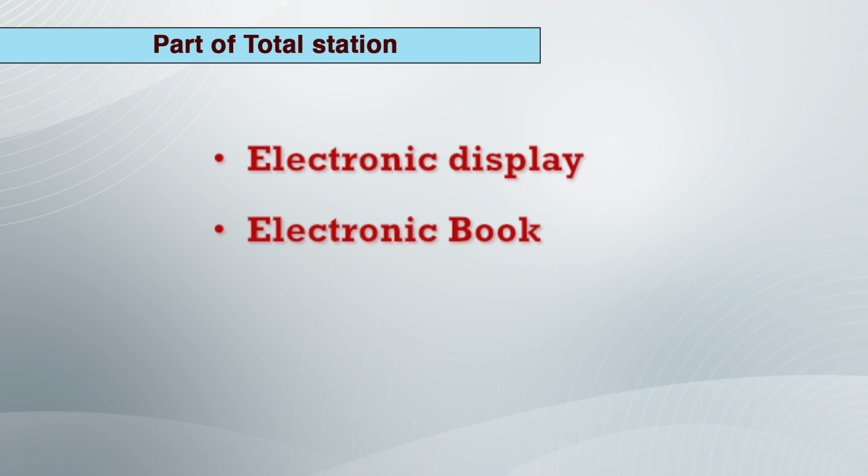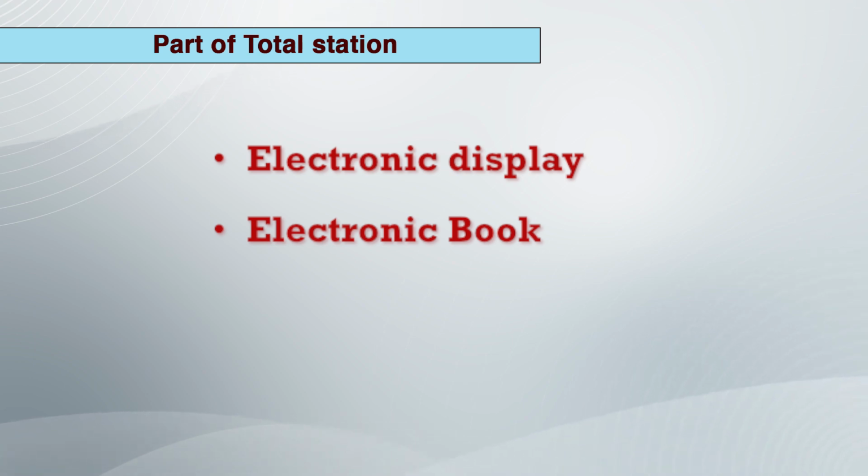There are various parts of total station. First, the electronic display. The first and second parts, EDM and electronic theodolite, we have discussed, and the third is the electronic display. The electronic display unit is capable of displaying various values when respective keys are pressed. The system is capable of displaying horizontal distance, vertical distance, horizontal and vertical angle, difference in elevation of 2 observed points, and all the 3 coordinates of the observed point.